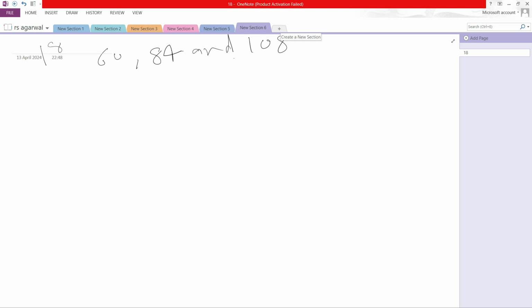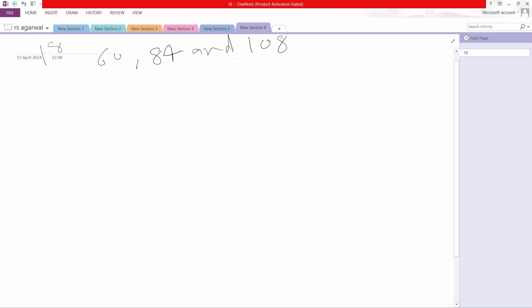So here it means suppose for Hindi, English and mathematics there are 60, 84 and 108 participants. We have to find the minimum number of rooms such that we allocate an equal number of persons in each room. So here we'll go for the HCF of 60, 84 and 108.